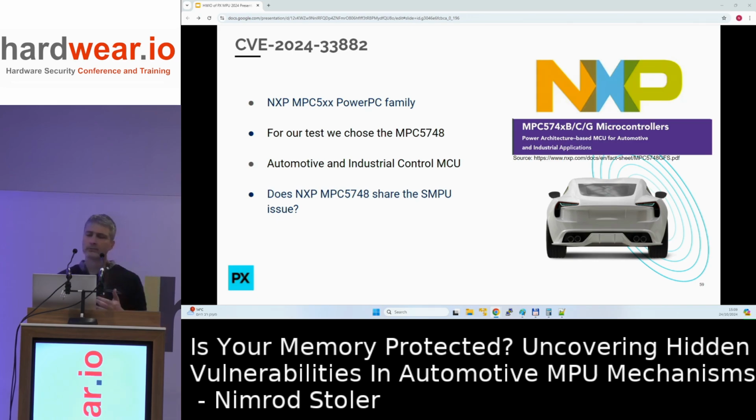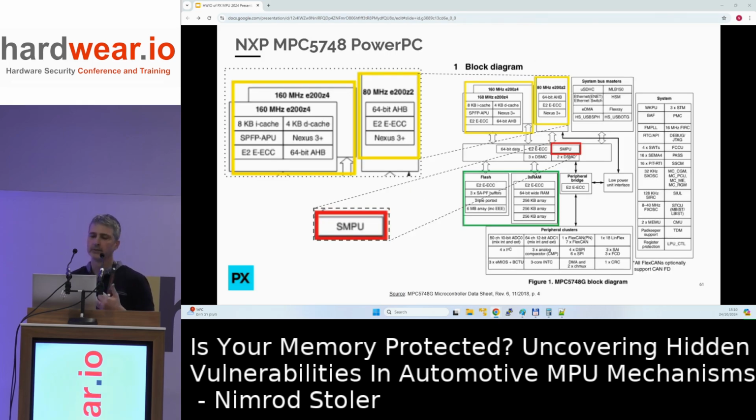Well, we came across what seemed to be a similar architecture in this NXP, formerly Freescale, MPC5 family of PowerPC microcontrollers. We chose a specific NXP PowerPC variant, the MPC5748, which is an automotive and industrial control microcontroller. And we wanted to see if this PowerPC from NXP holds a better security posture than the STMicroelectronics chip as far as the MPUs are concerned. So again, we're going to start with the datasheet and the block diagram of the NXP chip.